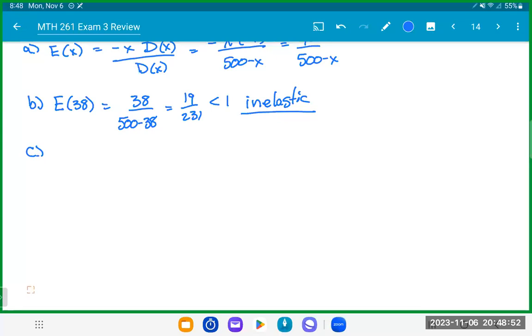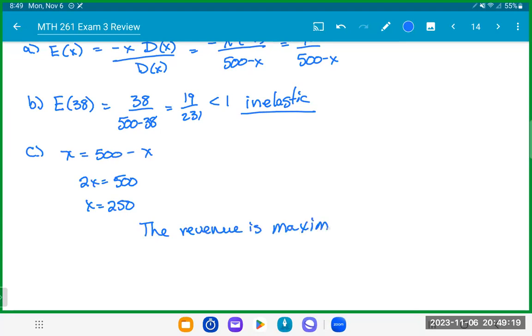Okay. And then number 5, we're going to set our numerator equal to our denominator to see where we're maximized. So that's x equals 500 minus x. So that's 2x equals 500. Therefore, x equals 250. So the revenue is maximized at $250. Any questions?